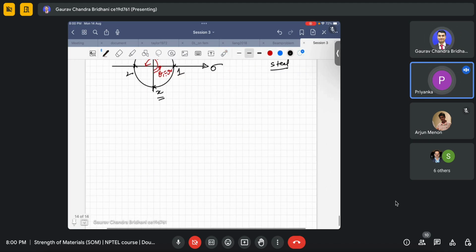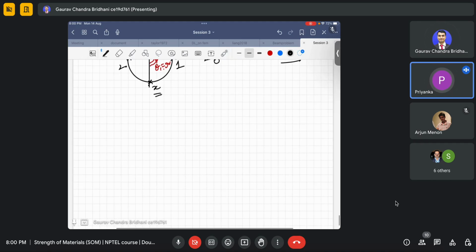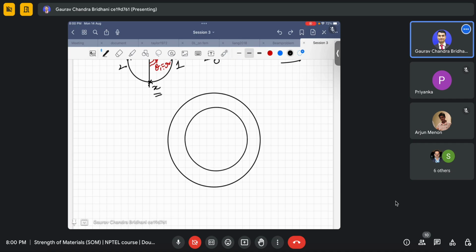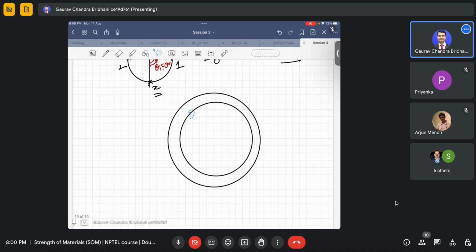Okay, so see. Actually, I understand your point. See, suppose this is one circle, something like this. Suppose this is a thin walled pressure vessel. Don't go with the thickness, it is just for the purpose of illustration. It is not actually that thick, it is thin only.